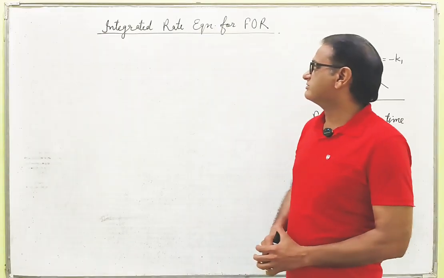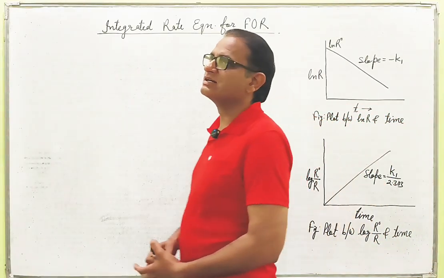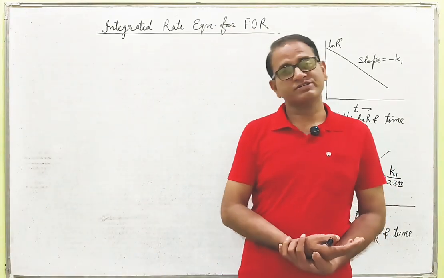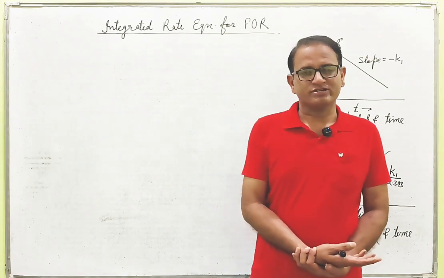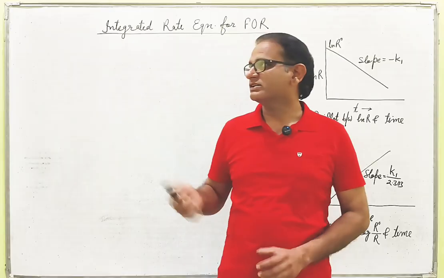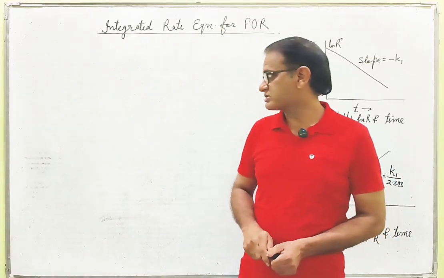So first order reaction means what? If the rate of reaction is directly proportional to the first power of concentration of reactant, then the reaction is called a first order reaction. So for that reaction we will take the integrated rate equation, and how we get this equation, that is what we are going to discuss.